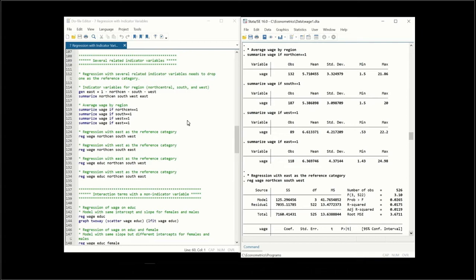So first, let's estimate a regression with east as the reference category. So you see how east is not included here. The other three independent variables are included, but not east. And then we can estimate the regression with west as the reference category. And now west would be the excluded variable. So let's see what we see here.